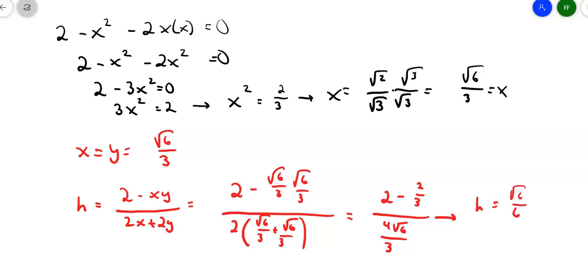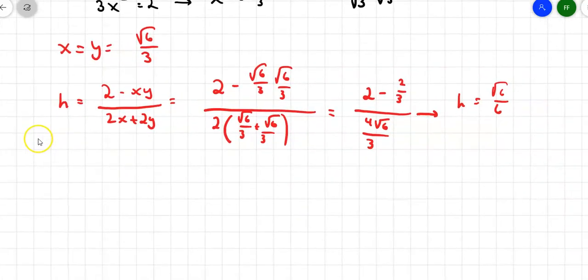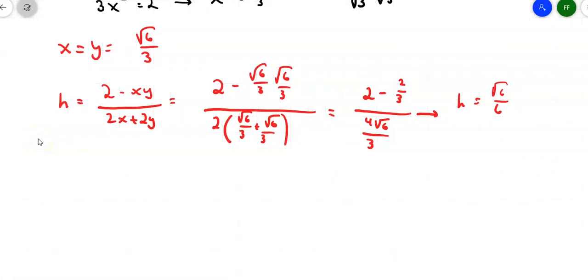All right, so the dimensions of x and y being the same will maximize the volume. So the maximum happens when x and y are both square root of 6 over 3, and when the height is square root of 6 over 6. And if you would like to find the volume, take length times width times height, and you'll get the volume. Relatively simple calculation. But that's it. One long optimization problem. I think there's one in the lab that's kind of like this, so I wanted to run through one first.